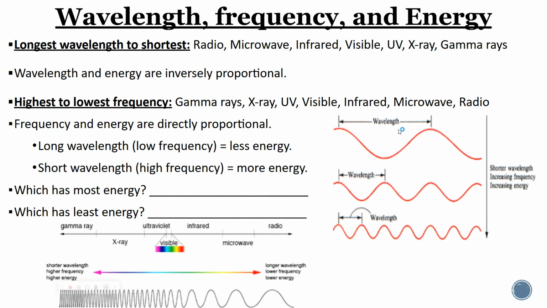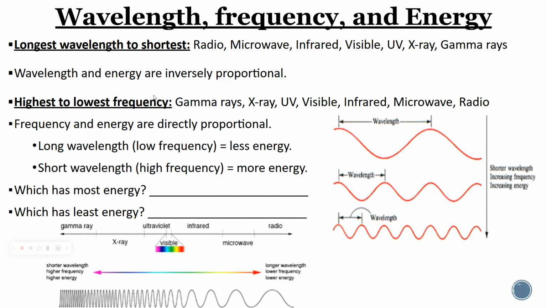Now what we're going to do is connect wavelength and frequency to the energy of light, because as you know, light is a form of energy. Just as a reminder, the longest wavelength to shortest wavelength would be radio all the way to gamma. Wavelength and energy are inversely proportional, meaning that the longer the wave, the smaller the energy. Because if you think about it, it doesn't repeat itself as much within a time frame, so it would have less energy since it's not repeating as much.